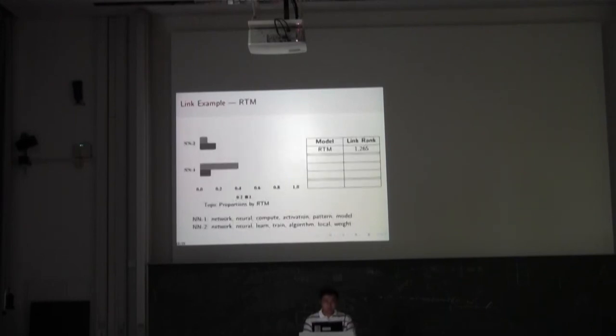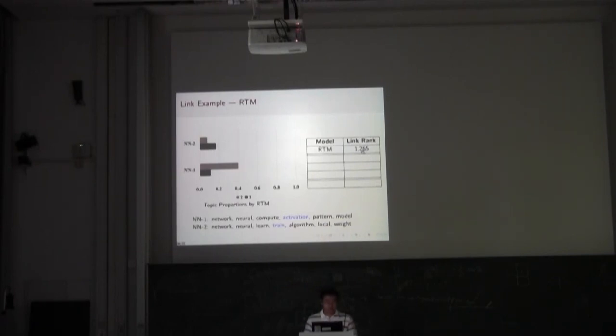So let's start from the basic relational topic model. The RTM has two neural network topics. The first one is about the activation function, and the second one is about the training algorithms. We can see from the figure, the RTM does not assign very high weights on both topics. So that's why the link rank of RTM is not so good.